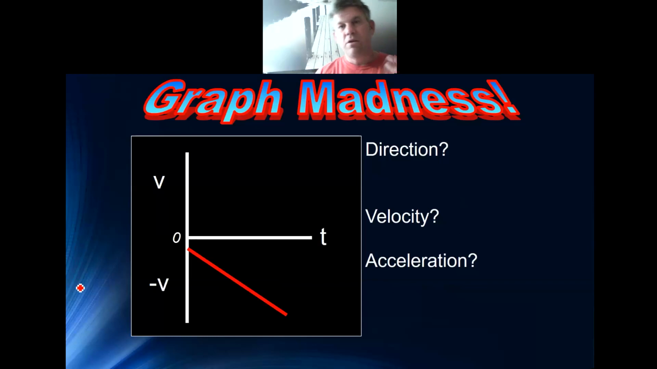All right. Hopefully you paused it. If you didn't, I get it. Okay? For us here, direction. Is it not moving? No, because it's not on the t-axis. Is it going forward or positive? No, because it's not in the positive v-axis, or in the positive v region, in the top part of the graph. So that means it's going backwards or negative, all right?